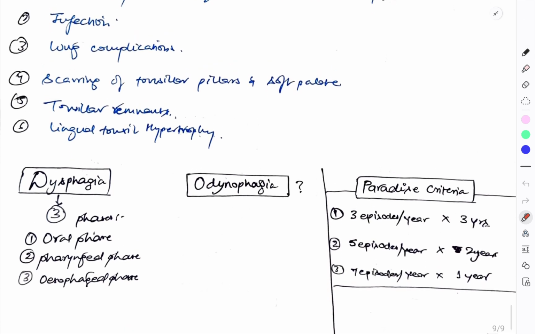We'll read one more thing. What are the Paradise criteria for tonsillectomy? So you have to remember in this sequence only: 7 episodes in 1 year, 5 episodes in 2 consecutive years. Keep in mind consecutive, and 3 episodes in 3 years. Okay, so write like this: 7, 5, 3, 1, 2, 3. Okay, so learn these Paradise criteria for tonsillectomy in chronic tonsillitis.